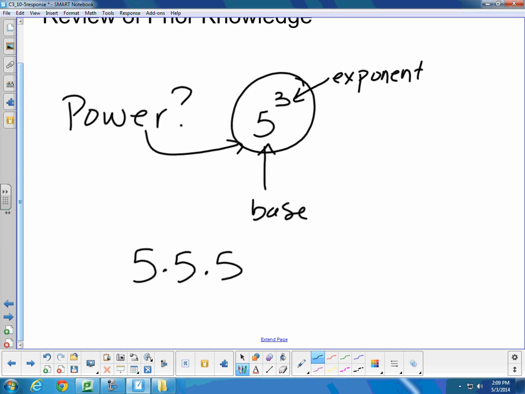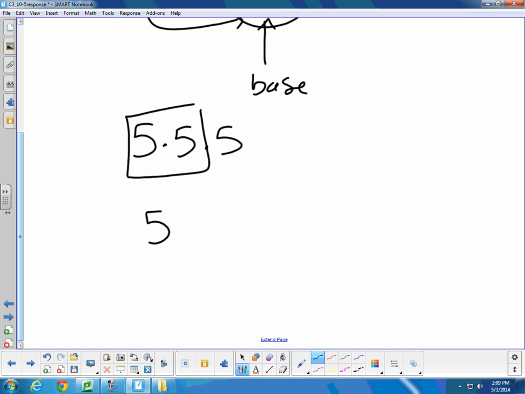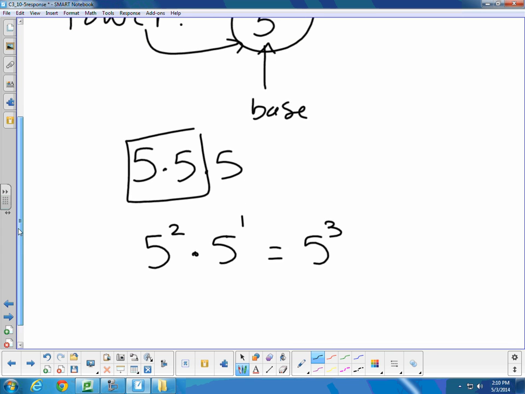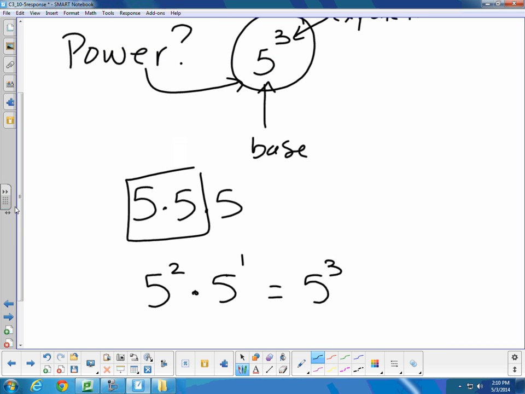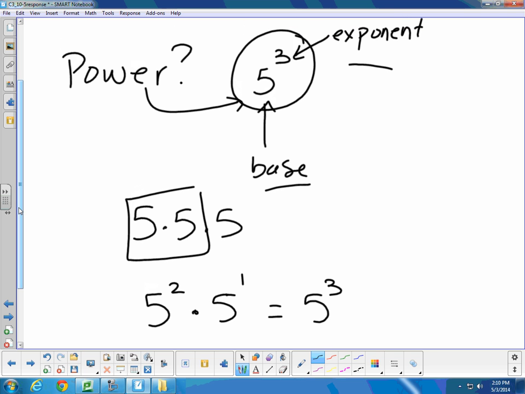I could also say, if I just combine these two, I know this is the same as 5 to the second times another 5. A number times it really just by itself there is 5 to the first. But I did just decide that all this together is 5 to the third, like we saw above. So this is kind of a really quick introduction to what we're going to look at today. So powers, we know, are made up of bases and exponents that we can use to write together. Okay?